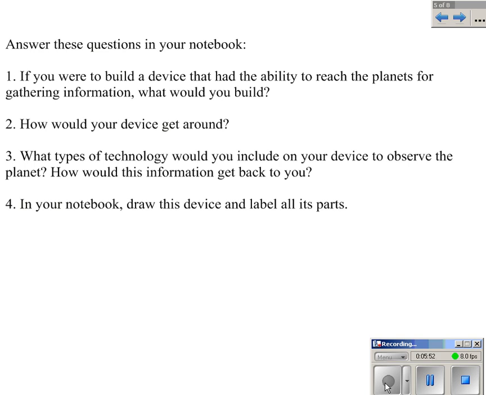So you can go and hit pause right now and answer those 3 questions in your notebook. And then after you finish answering those 3 questions, draw a sketch of what this device looks like that you're picturing in your head.